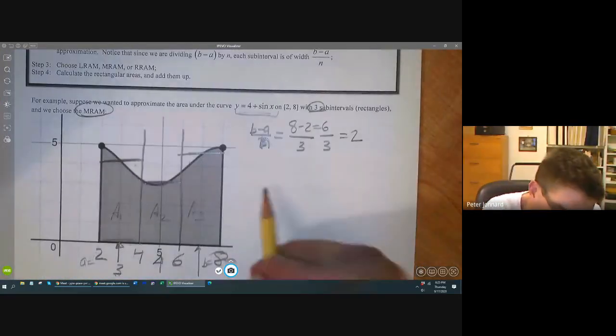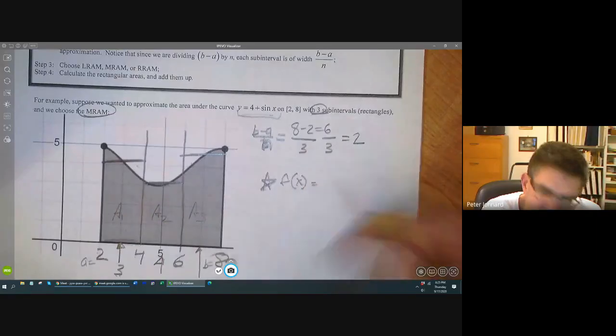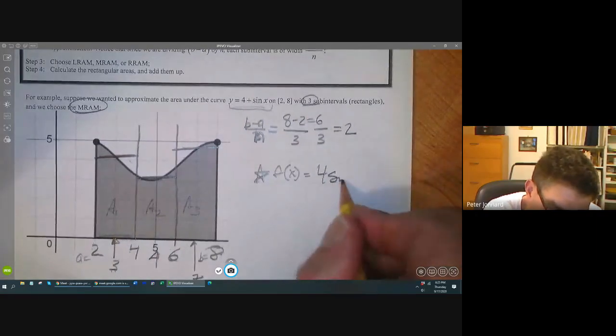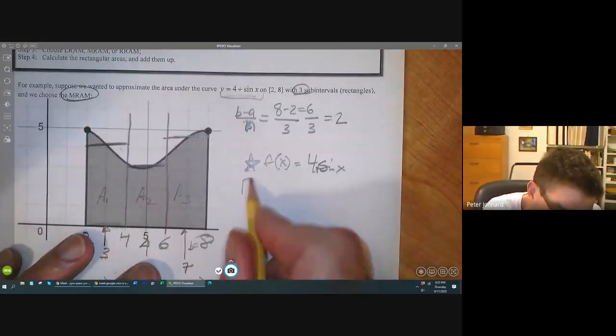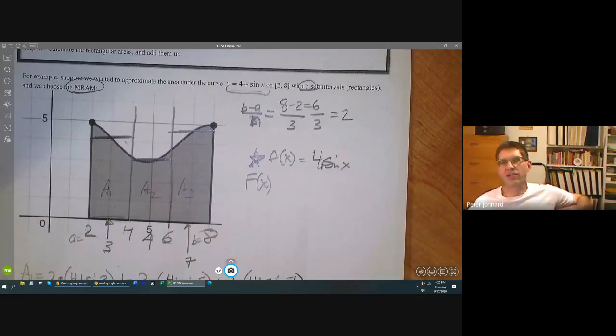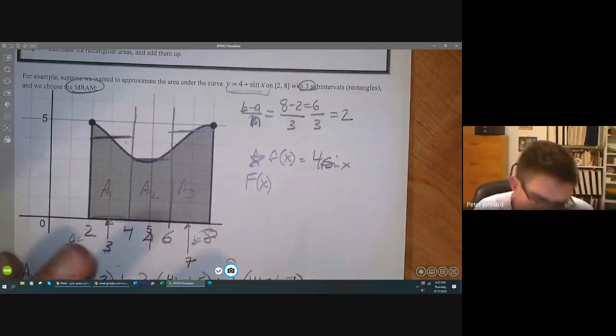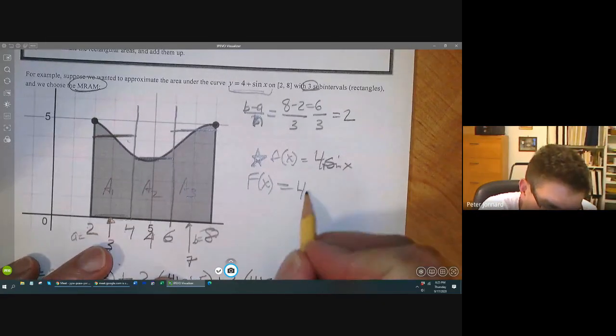So let's talk about this, all right? If we call this function f of x, 4 plus the sine of x, what we want to do is calculate capital F of x, the antiderivative of this. And you guys are able to do that. I wish we were in class now so I could call on you and ask you what function has that derivative. I think most of you recognize it's 4x.